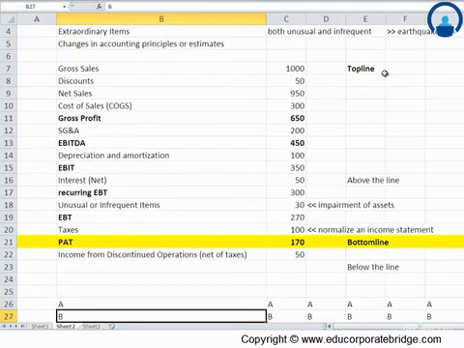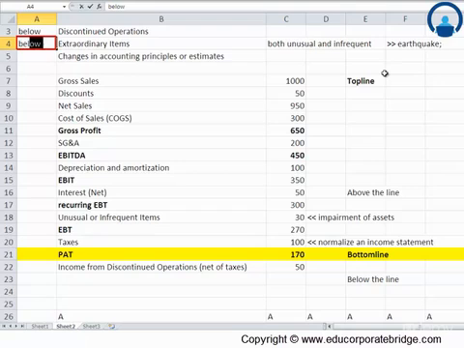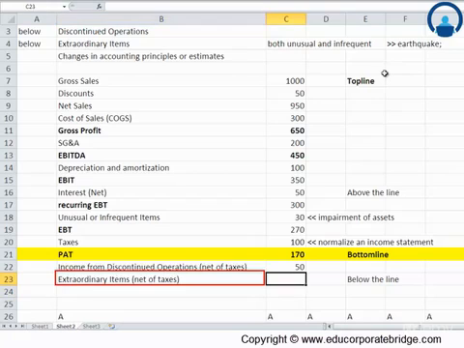So extraordinary items are again reported below the line, and these are included here, extraordinary items, and these are net of taxes. So say for example here in this case there were no extraordinary items, so hence it was 0. We have just taken this as an example.